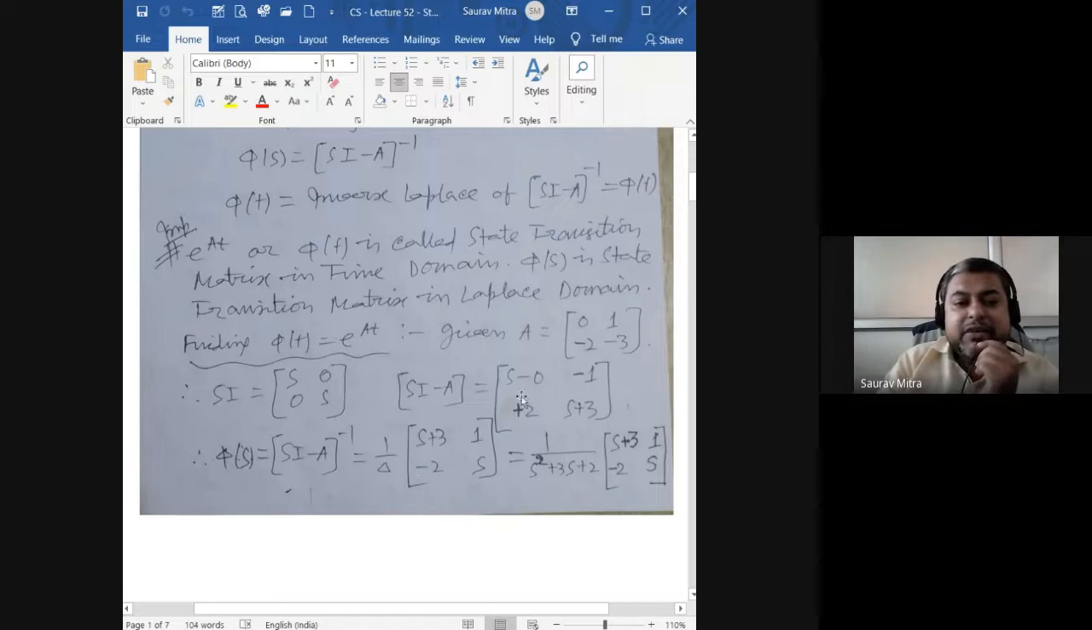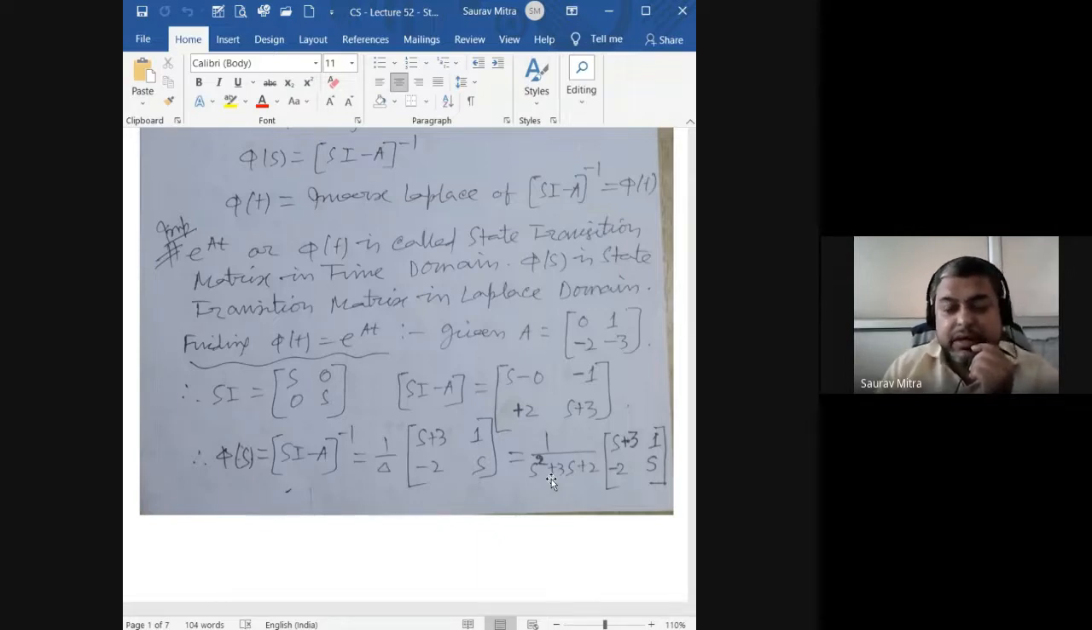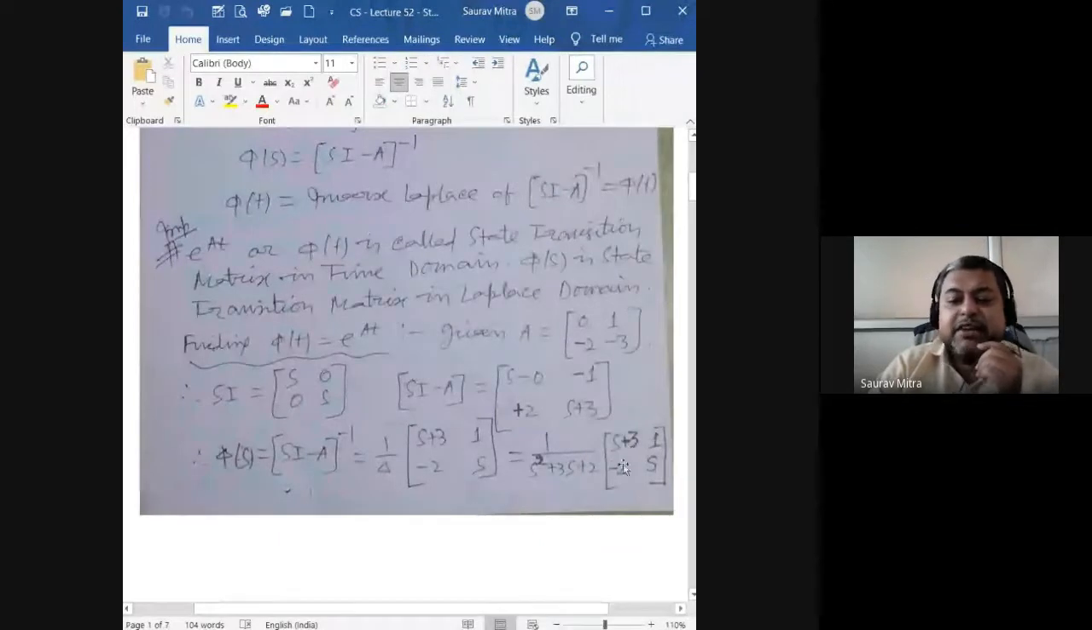And what is delta? You can find delta from either this transposed matrix or from sI minus A. You get s into s plus 3 plus 2, that is s square plus 3s plus 2, which is nothing but s plus 1 and s plus 2. Generally in the exam, since we design these problems, whatever we ask you, this delta is factorizable. So here s square plus 3s plus 2 is factorizable into s plus 1 into s plus 2. Then you put it inside this matrix and get partial fractions. I think this page is clear.